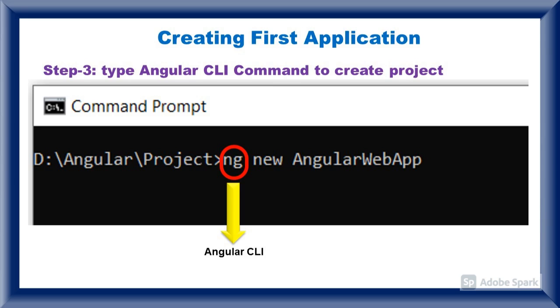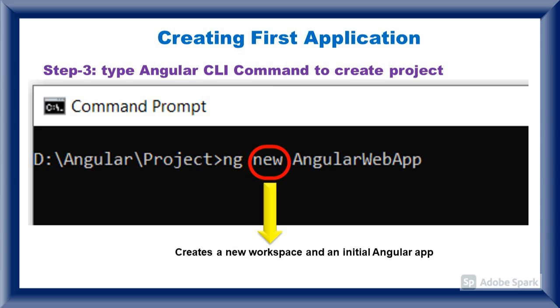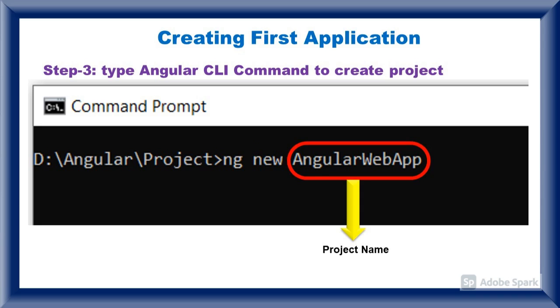Now we'll understand Angular CLI command to create project. NG stands for Angular CLI. New is a command which creates a new workspace and an initial Angular app. Angular web app is the project name. You can use any name of your choice.